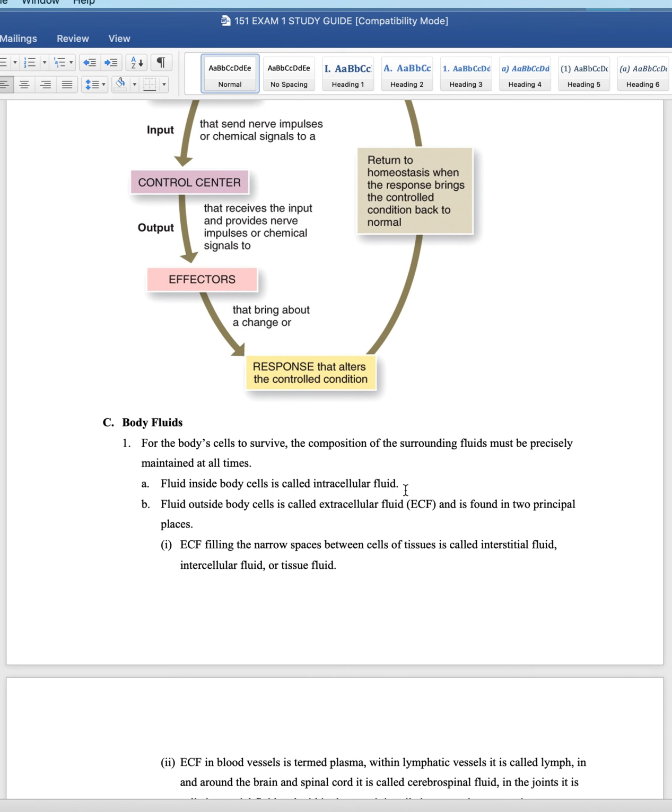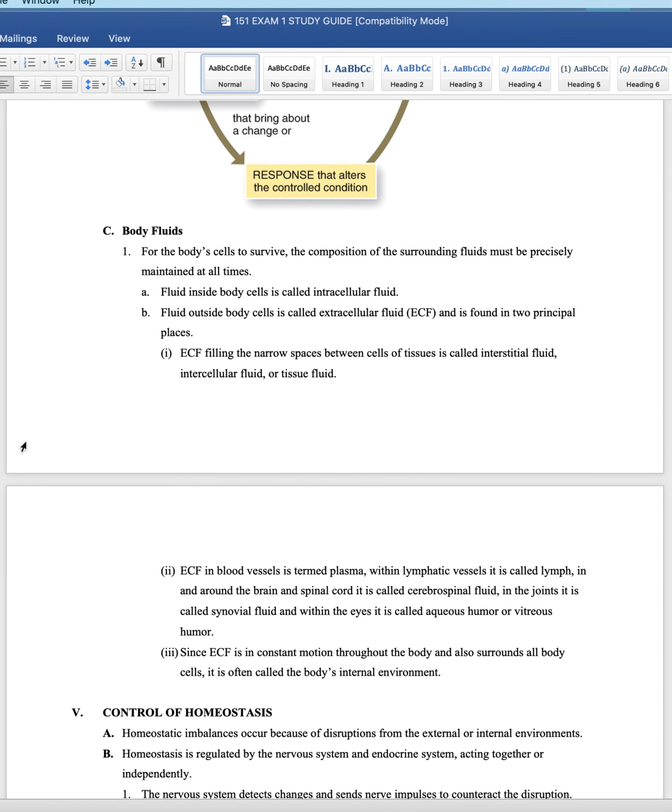Okay. We also talked about fluid balance, how we have 3 major types of fluid. We have fluid that is inside the body cells. That fluid is called intracellular fluid. You may also hear me call it cytoplasmic fluid. We have extracellular fluid or interstitial fluid. Extracellular fluid is found in 2 major places, right? It's going to be found filling all of the cells.